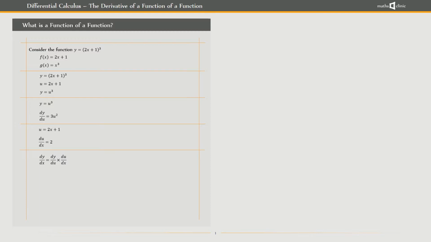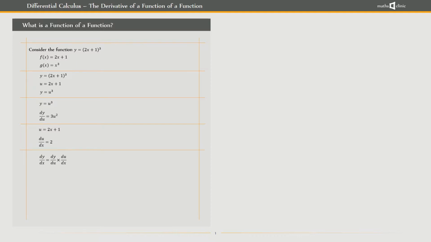What does that mean? When you're trying to find the derivative of a function, you basically break down the function into its two constituent functions, where you have u equals 2x plus 1, and then y equals u cubed. Then you differentiate y with respect to u, and you have dy/du as 3u squared. Then you differentiate u with respect to x, and you have your answer, 2 in this case.